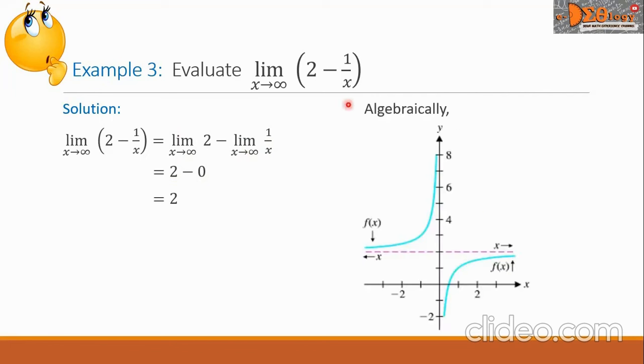Considering the graph of this function, we can see here that when x approaches positive infinity, the graph is approaching a y value that is 2, while when x is approaching negative infinity, the graph is approaching a y value that is 2. So this is our final answer.